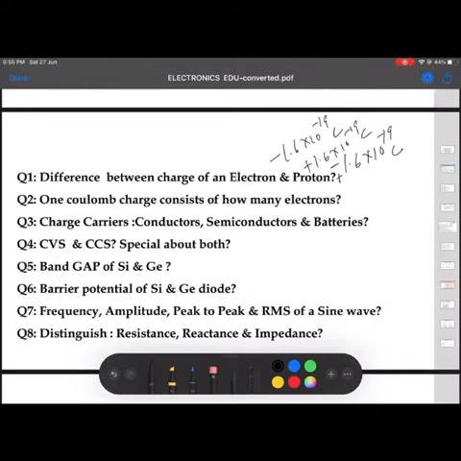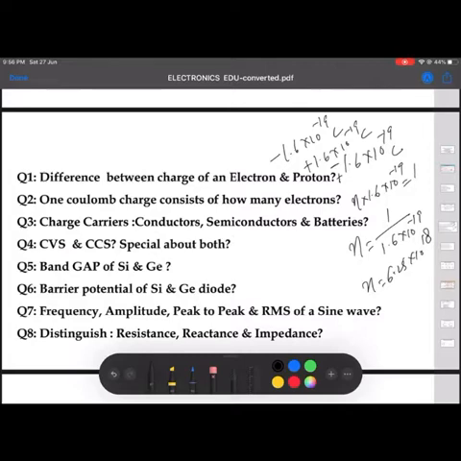The concept is very simple here. Let the number of electrons be n, and the charge of 1 electron is 1.6 into 10 raised to minus 19 coulomb. We want to make it 1 coulomb. So n will be nothing but 1 divided by 1.6 into 10 raised to minus 19. If we solve it, it comes out to be 6.25 into 10 raised to 18 electrons. If this many electrons combine, we get 1 coulomb of charge.